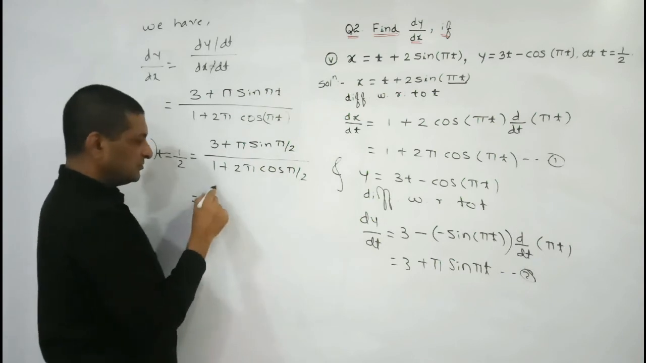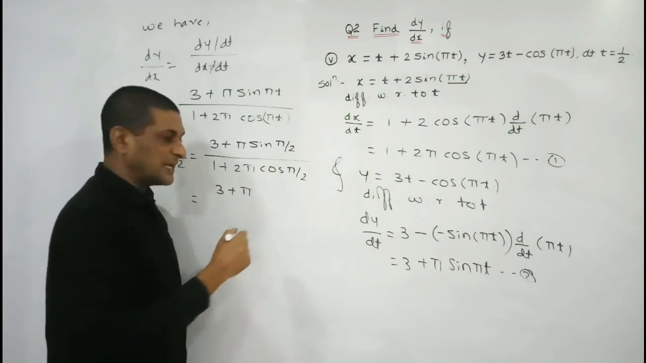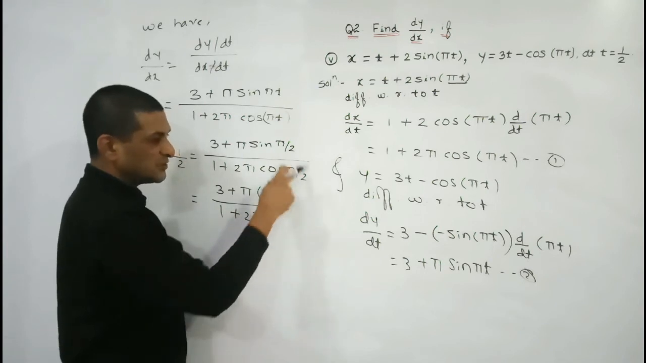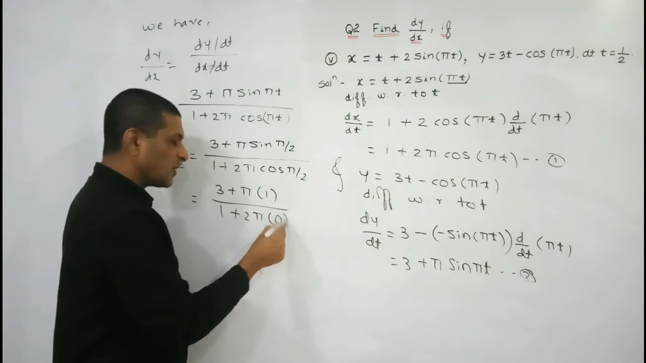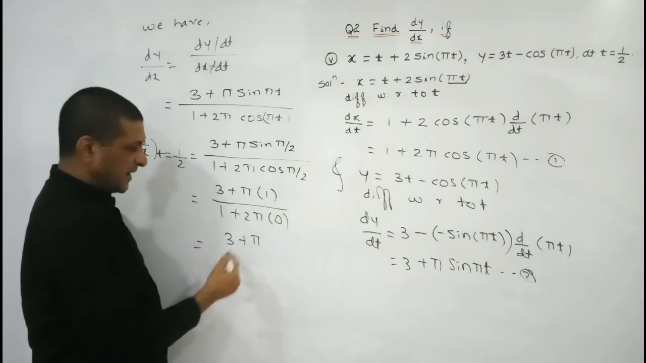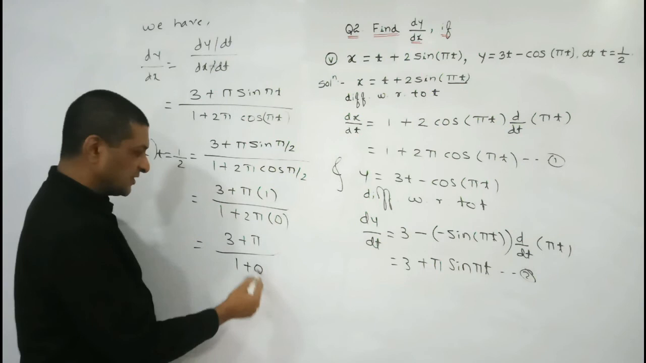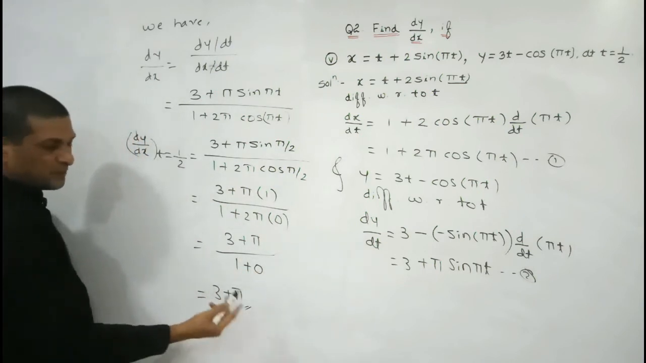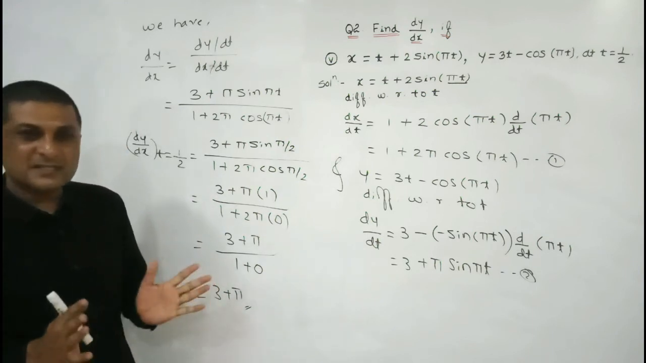So it is equal to 3, keep it as it is, plus pi also as it is. What is the value of sin pi by 2, that means sin 90? Sin 90 will be equal to 1. In the denominator, 1 plus 2 pi, keep it as it is, cos pi by 2. Pi by 2 means cos 90, and we know that cos 90 is 0. So in the numerator we will get 3 plus pi, because pi into 1 is pi, and in the denominator we will get 1 plus 0, since 0 into any number is 0. So the denominator is 1, and 3 plus pi divided by 1 will be equal to 3 plus pi. In this way we have got the value of dy by dx at t equal to 1 by 2.